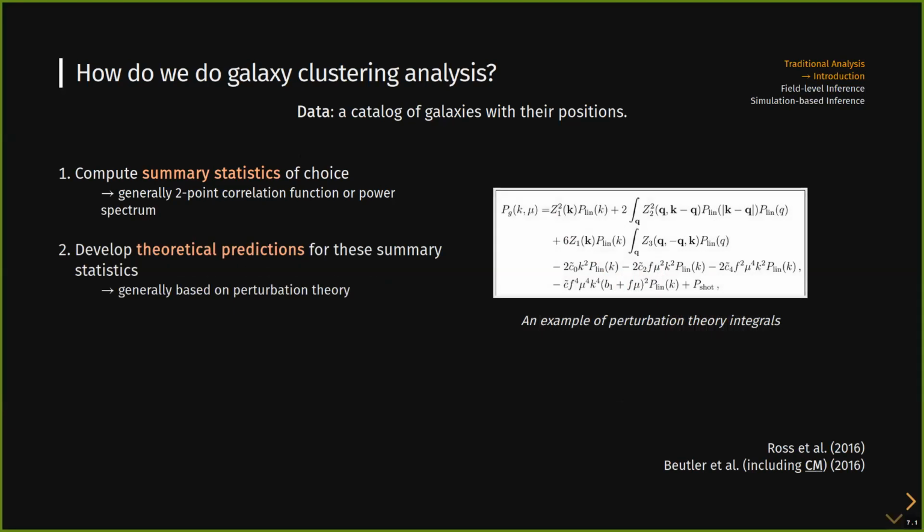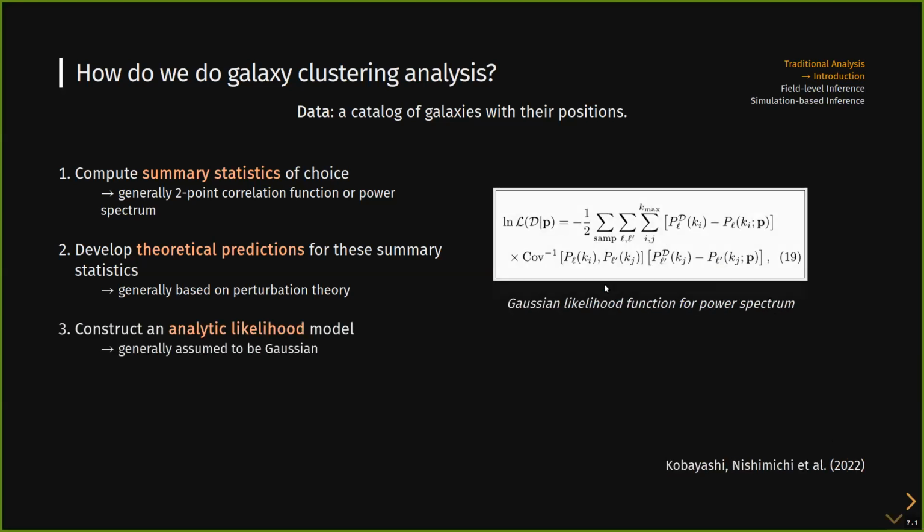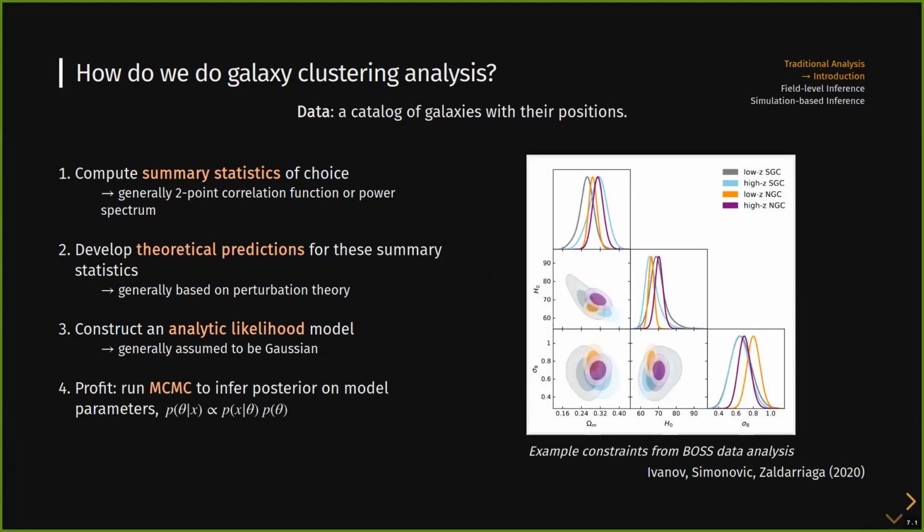Next, what you need is a theoretical model for this. This is generally, so far, given by perturbation theory. It looks like fun integrals like this, where the dependence on cosmology parameters enters generally from this P linear term that you see here. The third ingredient you need is an analytic likelihood model, which will allow you to compare your theory predictions with the data that you have observed. And once you have this, you can write down the posterior of your parameters and run a Bayesian inference algorithm like MCMC chains to get constraints on the parameters that you are interested in. Most, if not all, the analysis in the last 20 years in cosmology has essentially followed this template.